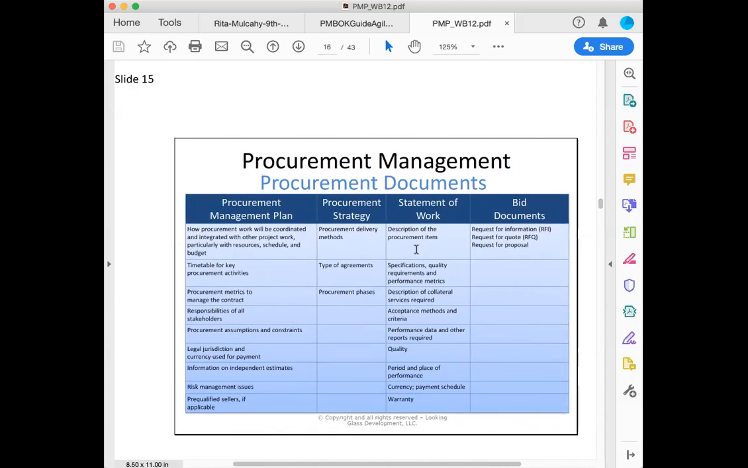Okay, procurement document. So you have the management plan, you have the procurement strategy, delivery methods, type of agreements, the procurement phases, statement of work, description of the procurement item, specification, quality requirements and performance metrics, description of collateral services required, acceptance methods and criteria, data and other reports required, quality, period and place of performance, currency, payment schedule, warranty, bid documents, RFI, RFQ, RFP.